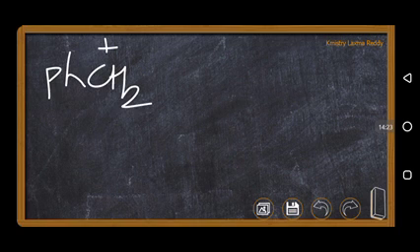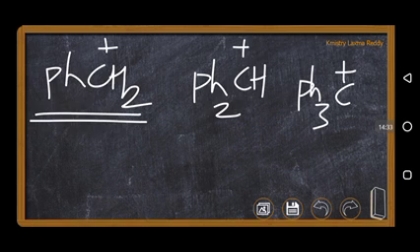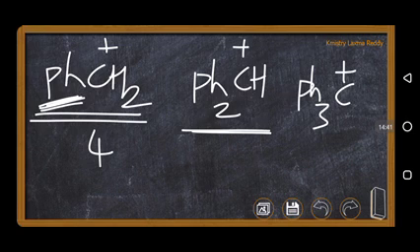So have a look at this: PhCH2+, Ph2CH+, Ph3C+. Which is more stable? Here one phenyl group is there, so the total number of possible structures will be 4: one original structure plus 3 because of the phenyl group. Here one original structure, and 3 for each phenyl, so the total number of resonance structures will be 7.